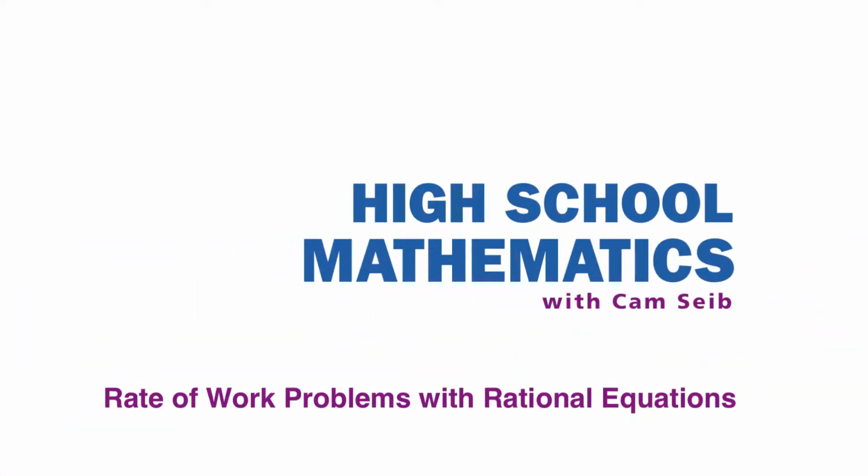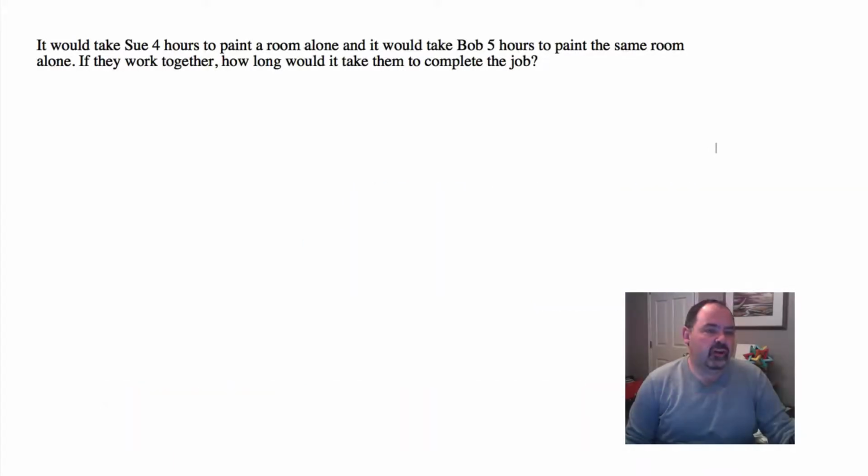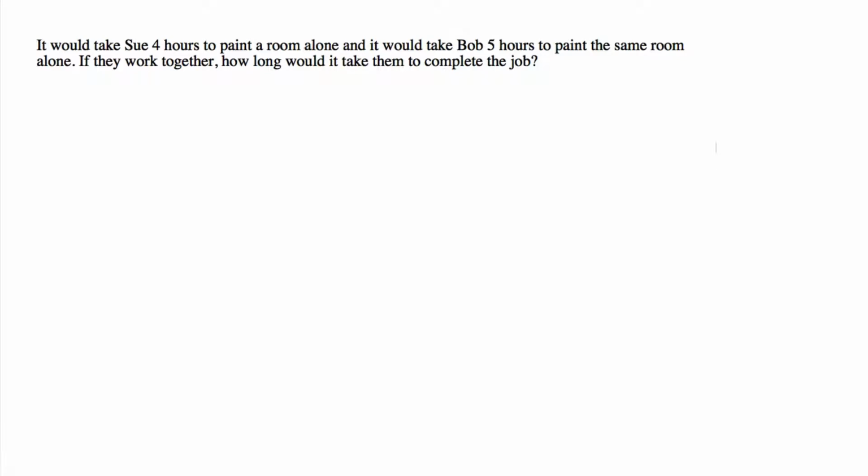Here is another type of problem. It would take Sue 4 hours to paint a room alone. It would take Bob 5 hours to paint the same room alone. If they were to work together, how long would it take for them to complete the job together?